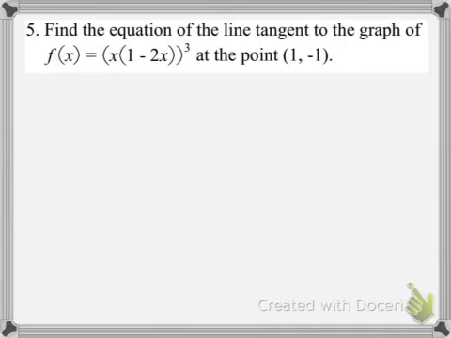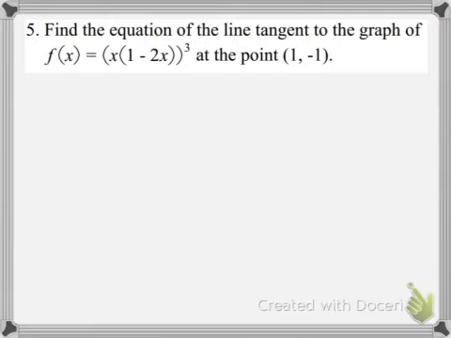Alright, you guys, last problem of the night. Find the equation of the line tangent to the graph of f of x equals x times (1 minus 2x), and all of it is cubed, at the point 1, negative 1. Alright, so if I'm looking for the equation of the line tangent to the graph, I need to find out what my slope is. How do we find slope? The derivative.